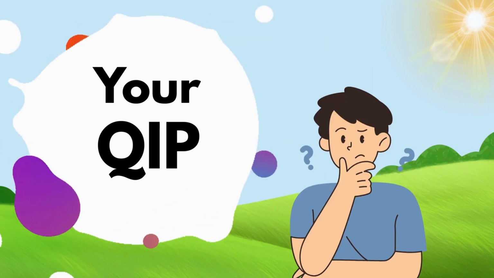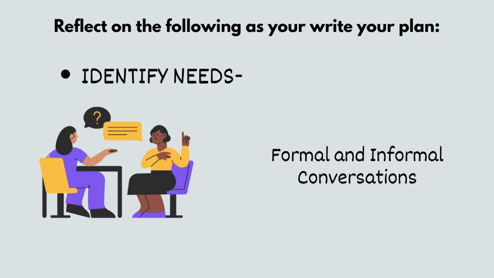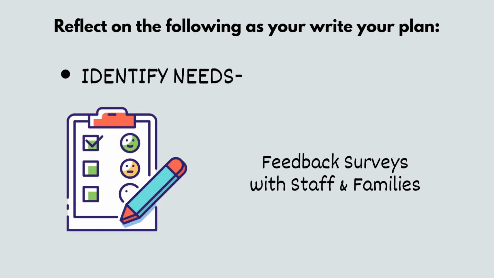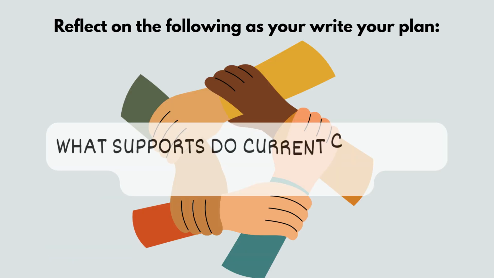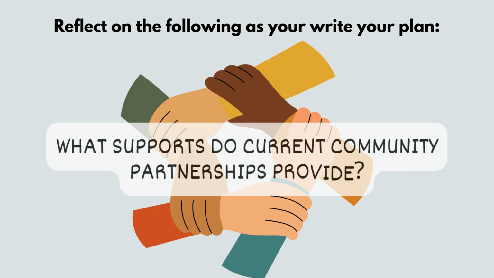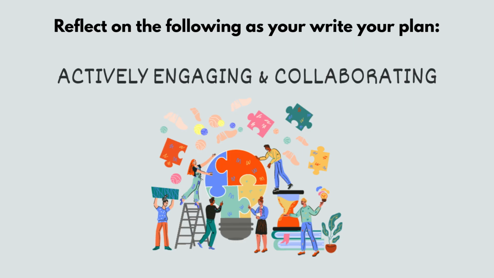Now your QIP. Reflect on the following as you write your plan. To identify the needs of your families in the community, programs can use formal and informal conversations, feedback surveys with staff and families, and other information gathering methods. It's important to understand what supports current community partnerships provide and how they address the diverse needs of families. Programs should consider strategies for actively engaging and collaborating with community organizations rather than simply referring families to them.